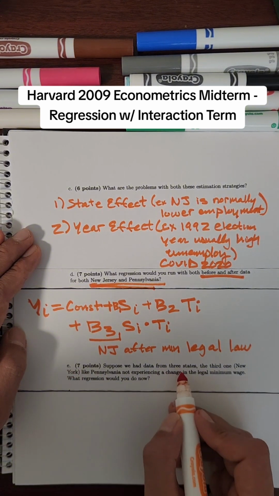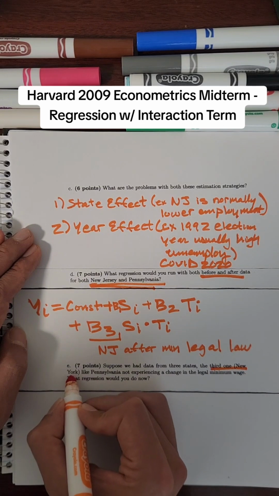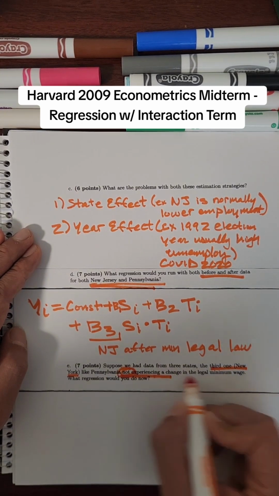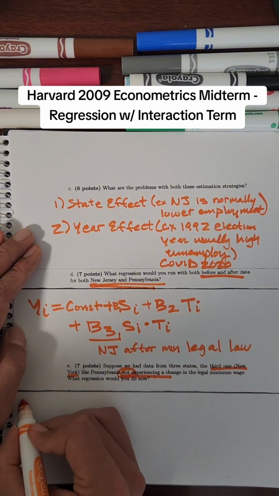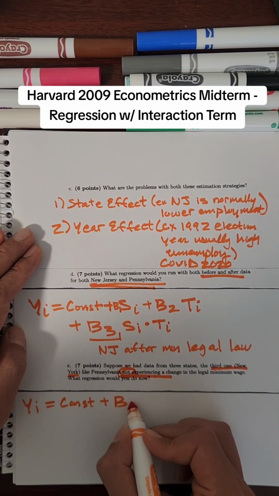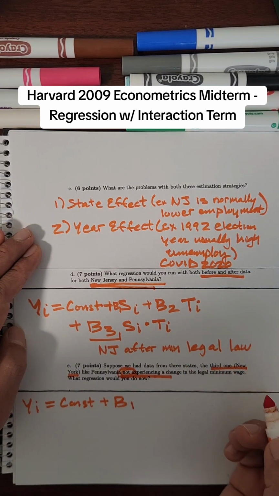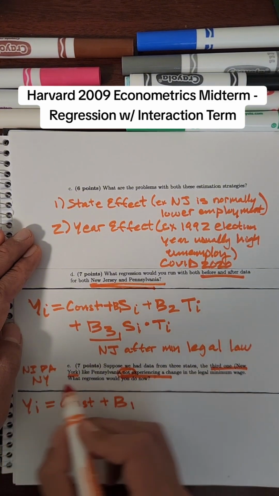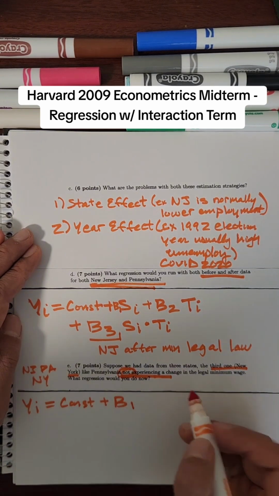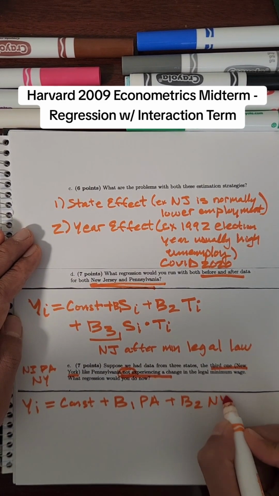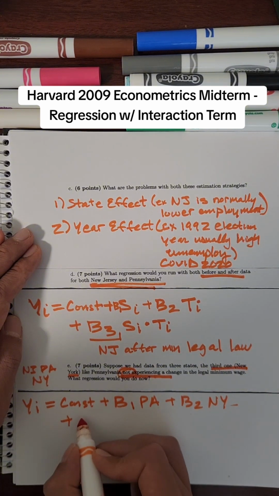Now part E, suppose we have data from a third state. This third state is New York. It does not change the minimum wage. What regression would you do? So you have Y_i, you have your constant. Now you have two states to control for. You have New Jersey, Pennsylvania, New York, so you only need indicators for 2 out of the 3. Let's just do Pennsylvania and New York, it doesn't really matter. And then you also want to control for time, and the after period is your T_i.